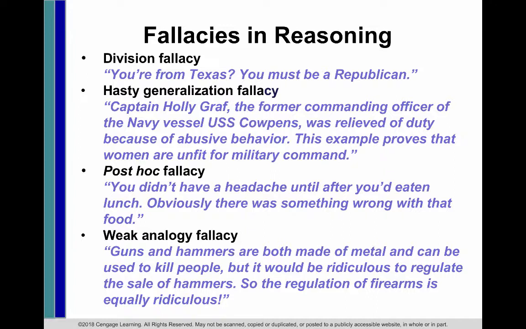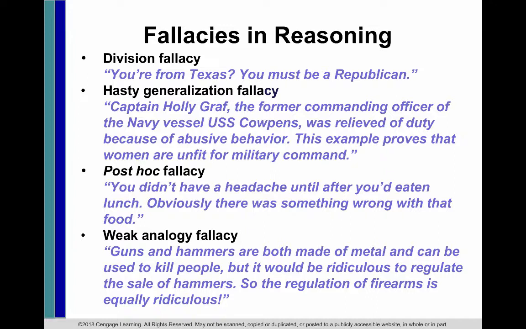Then there's the post hoc fallacy. Actually, it's called post hoc ergo propter hoc, which means "after this, therefore because of this." This fallacy uses cause-effect reasoning incorrectly by saying that because something happened first, whatever happened next was caused by the first event. Remember, I told you that time couldn't be the only thing linking two events together for one to cause the other one. There has to be an actual causal link.